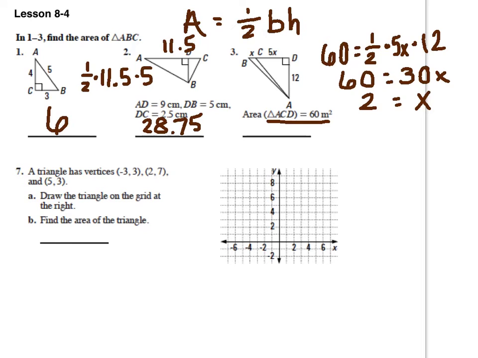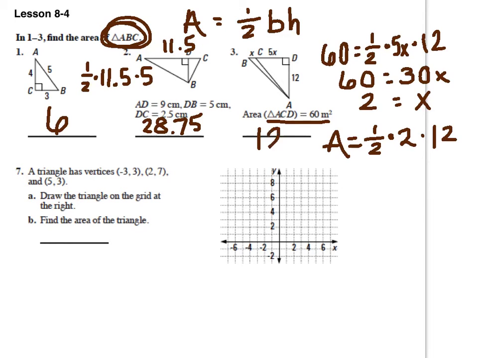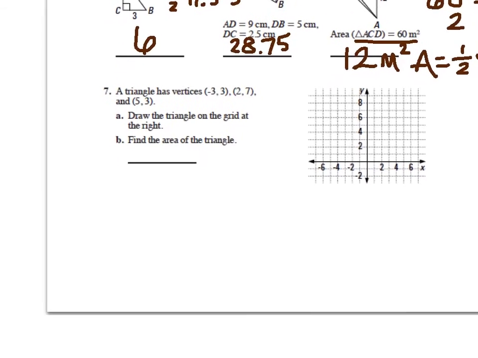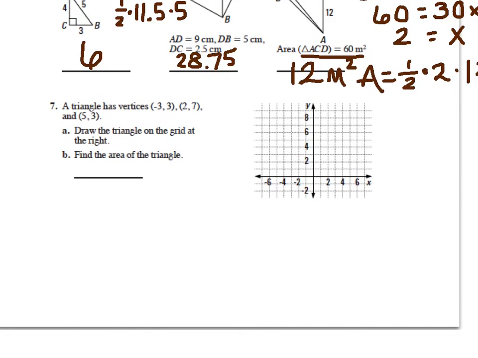We can now plug that in. I want to know just the area of triangle ABC, which it says right here. I want the area of ABC. For triangle ABC, 1/2, the base is just x for ABC. We know x is 2, so 1/2 times 2, and the height is 12. 1/2 times 2 times 12 gives us an area of 12 meters squared for number 3. Very complicated question there.